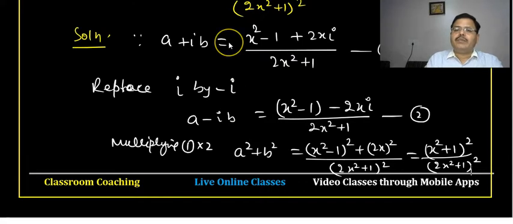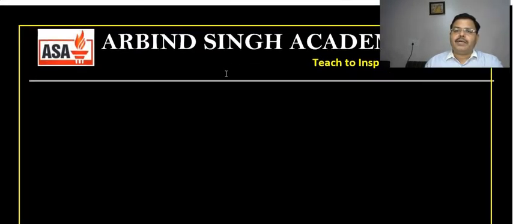Otherwise you can take modulus on both sides, and then square both sides. That is also a method in which you can proceed. But I hope this method is good enough, and you will be able to solve with this method. Then definitely you will be able to get it quickly, and there is nothing wrong about it.